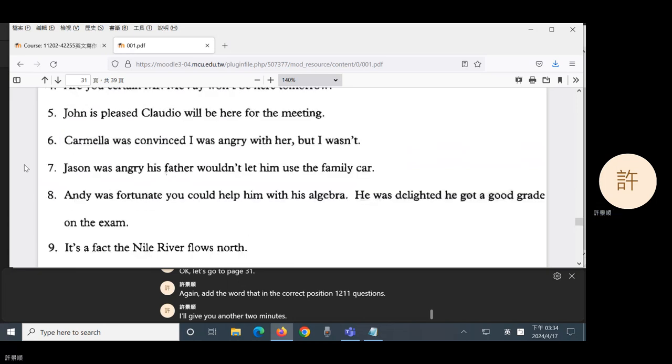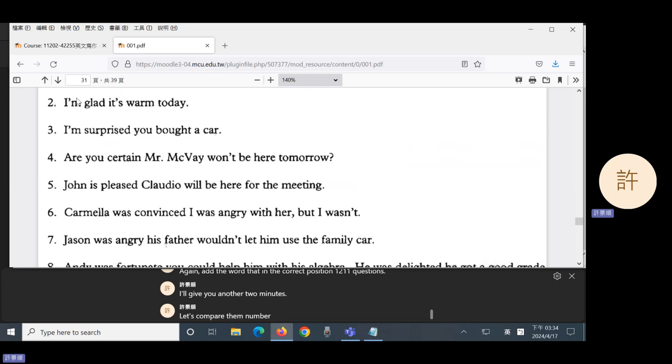Let's compare. Number two, I'm glad that it's warm today. Number three, I'm surprised that you bought a car. Number four, are you certain that Mr. McVeigh won't be here tomorrow?